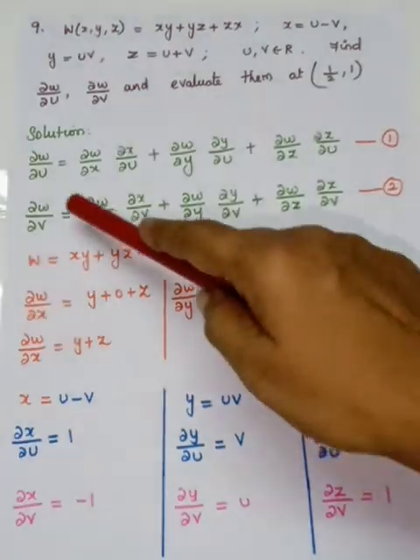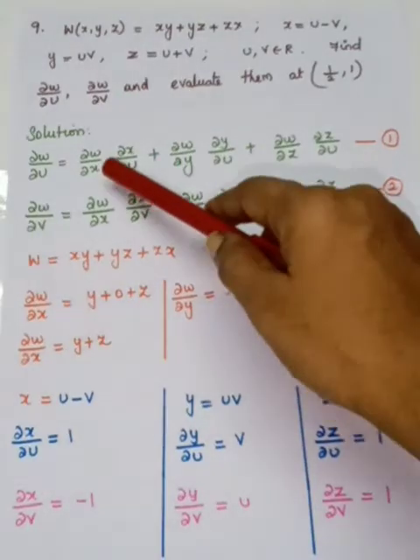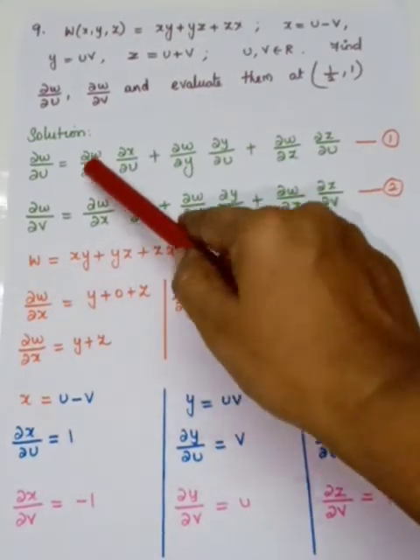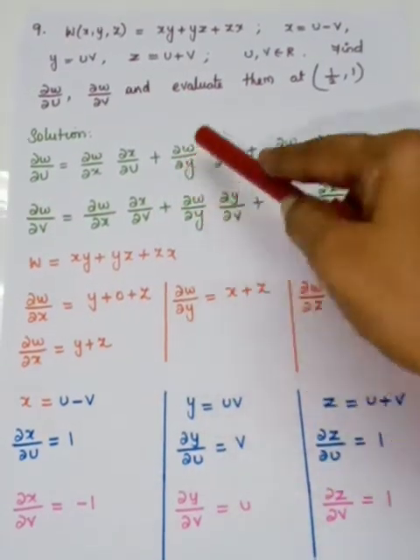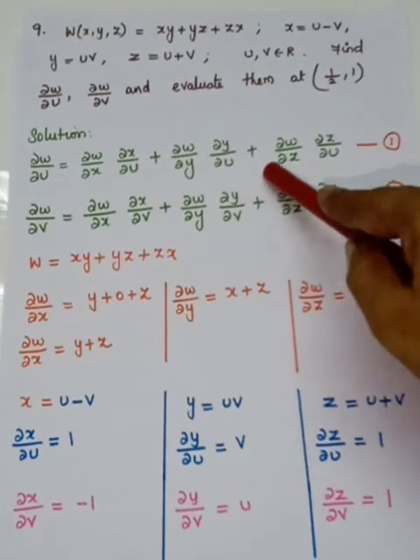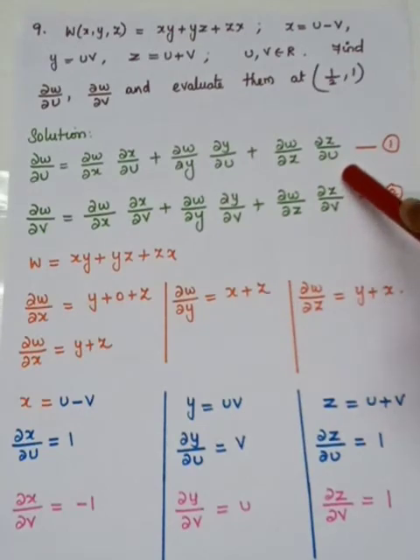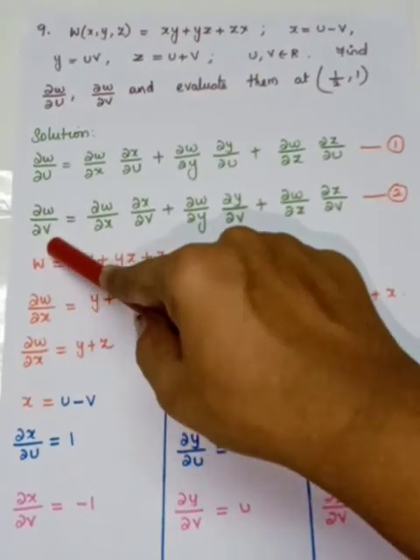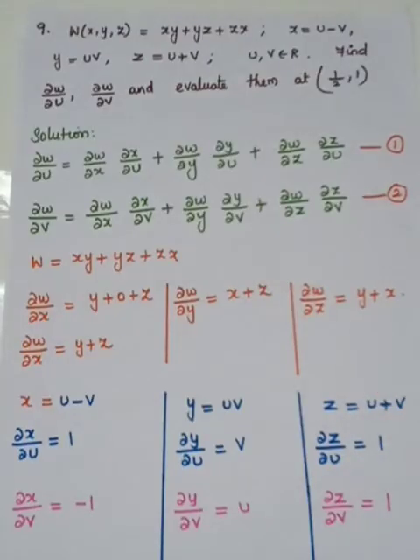So first I am going to write: w is a function of 3 variables. So first start with x: dou w by dou x into dou x by dou u plus dou w by dou y into dou y by dou u plus dou w by dou z into dou z by dou u. So x, y, z. In the same way, with respect to v, you have to do: dou w by dou x into dou x by dou v plus dou w by dou y into dou y by dou v plus dou w by dou z into dou z by dou v.